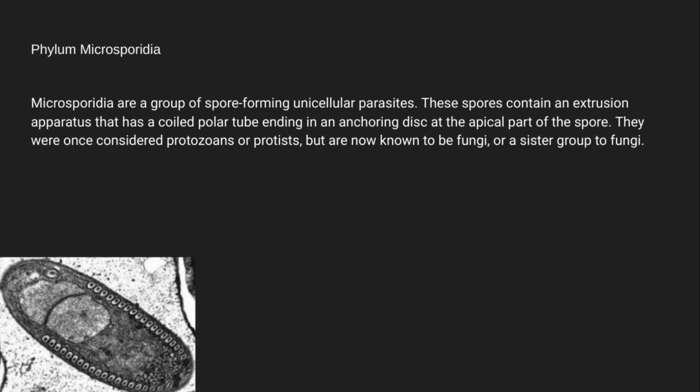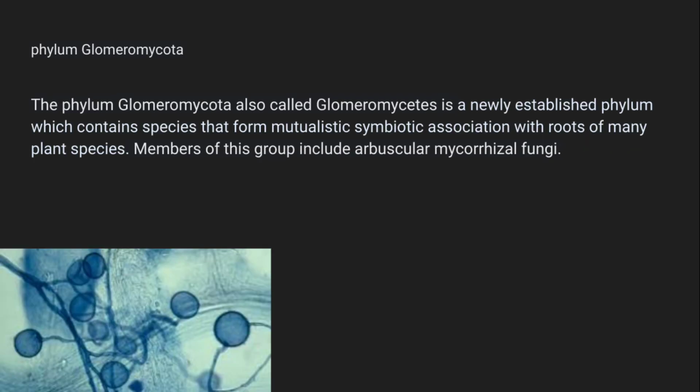Next, Microsporidia are a group of spore-forming unicellular parasites. These spores contain an extrusion apparatus that has a coiled polar tube ending in an anchoring disc at the apical part of the spore. They were once considered protozoans or protists, but are now known to be fungi or a sister group to fungi. Then phylum Glomeromycota.